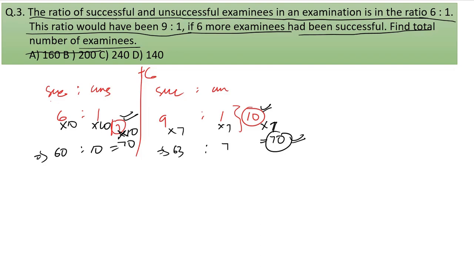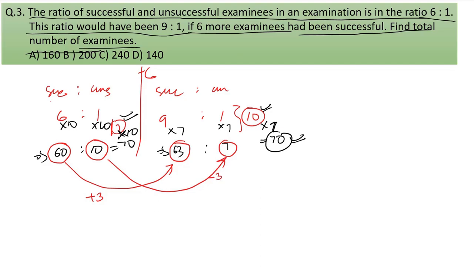Friends, let us look at this. In the successful students, here it is 60, here it is 63, that is it is increased by 3 units. In the unsuccessful students, here it is 10 and here it is 7, that is decreased by 3. Hence from here we should know that 3 students from the unsuccessful group passed this time. That's why the ratio is changing.